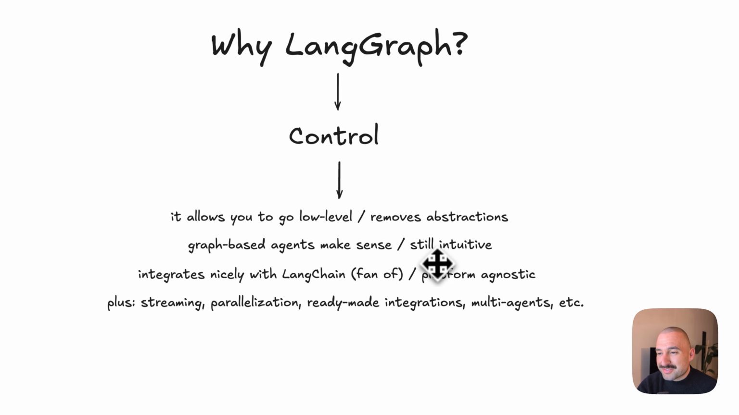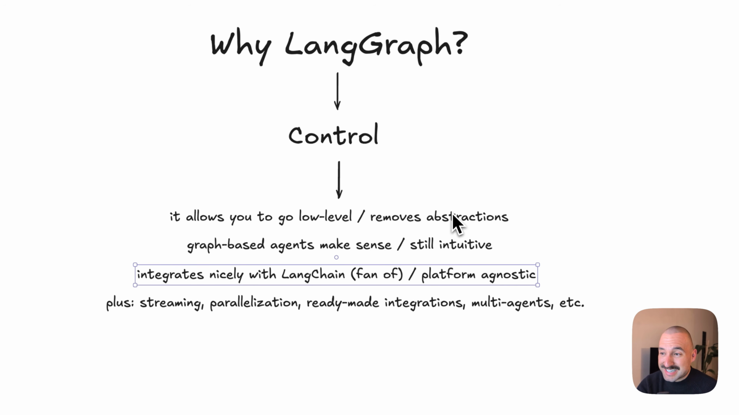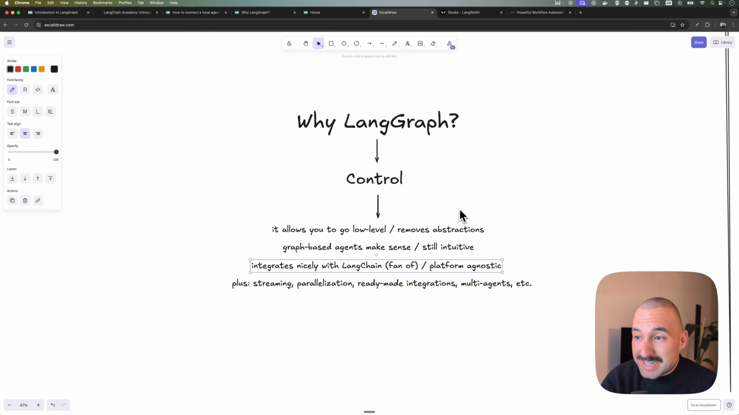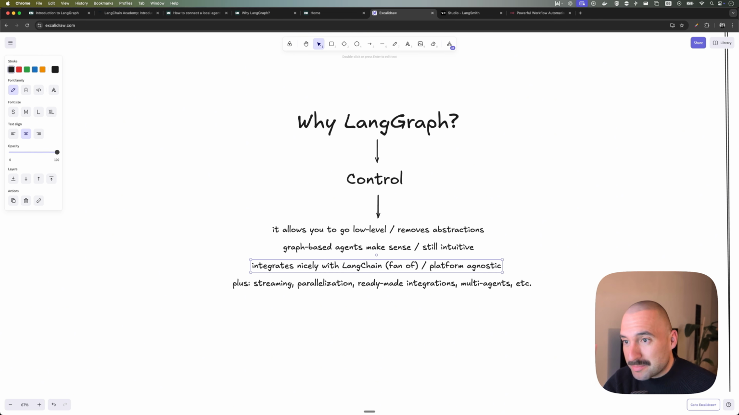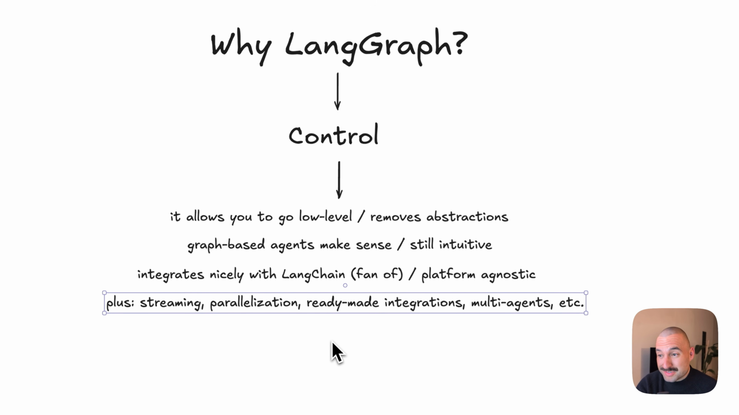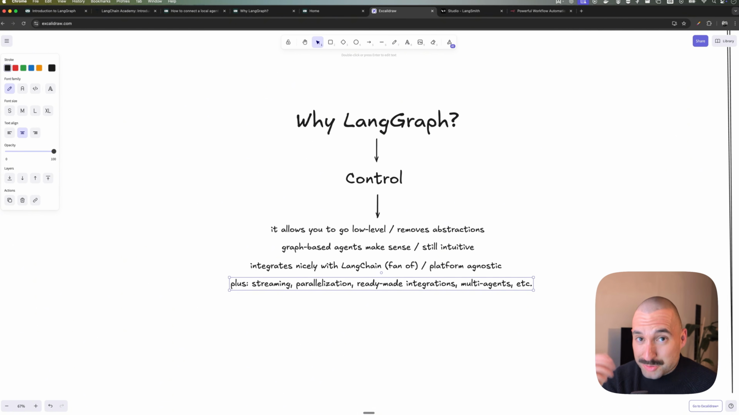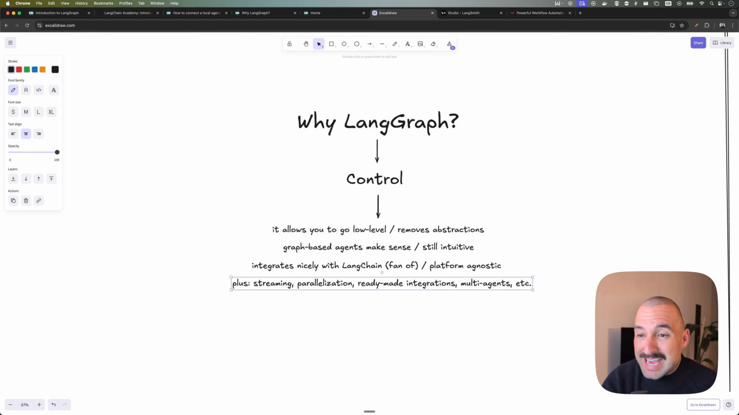system. Another good point for me was that, of course, it integrates nicely with LangChain because they come from the same company. And I am already a fan of LangChain. What I really like about LangChain is that it is platform agnostic, right? I can easily use this inference provider, Groq, like we use here, but just change it and now use Anthropic or OpenAI or Azure, whichever one I really prefer. And finally, as a robust framework, it allows you to have streaming, parallelization of different workflows, ready-made integrations just to make it easier for you, and also multi-agents.